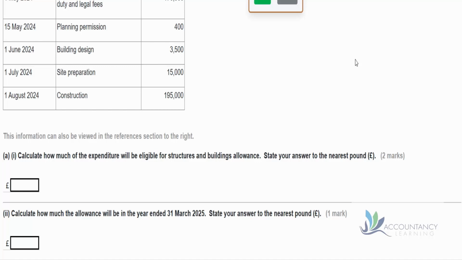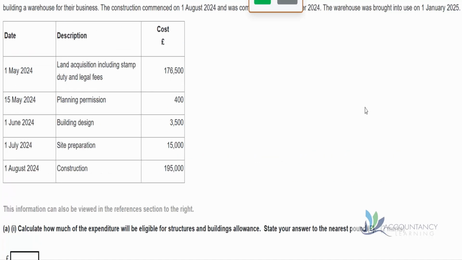And then part 2, calculate how much the allowance will be in the year ended 31st of March 2025, and the allowance is going to be worked out at 3% straight line over the life of the building. So let's have a look at the information then.